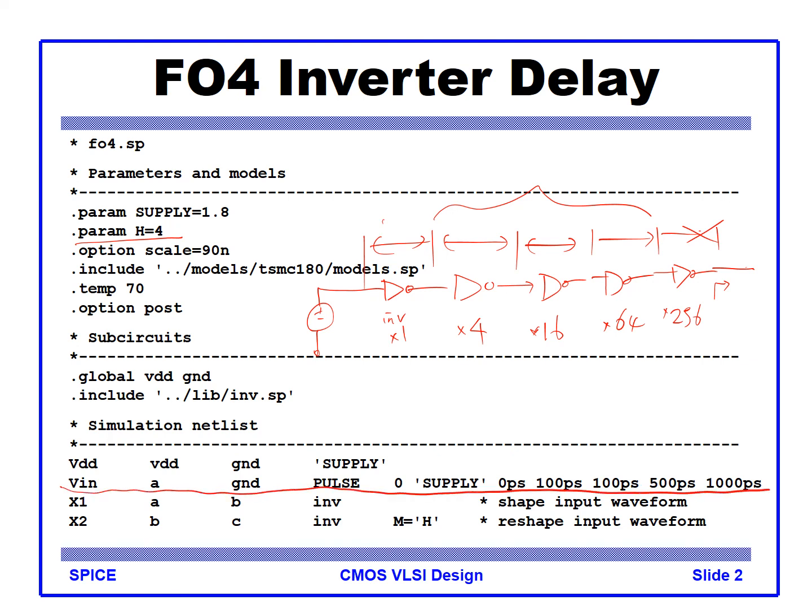According to this, it has a finite rise time and fall time, 100 picosecond rise and fall time, and the high duration is 500 picosecond. One nanosecond is the period. This is the high duration. So it's a rise and fall time.